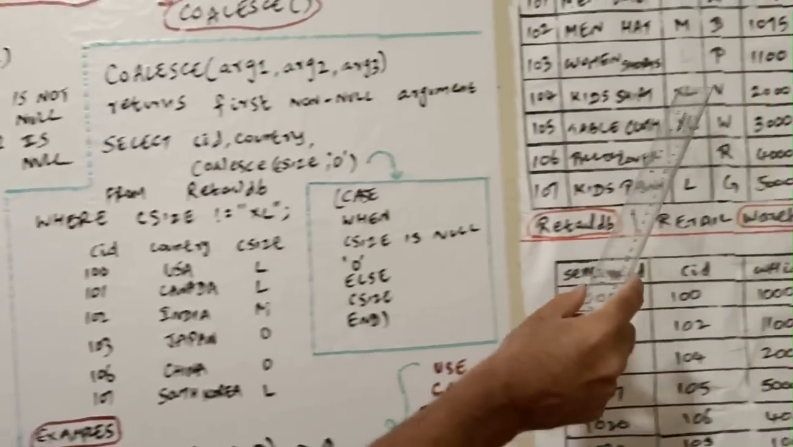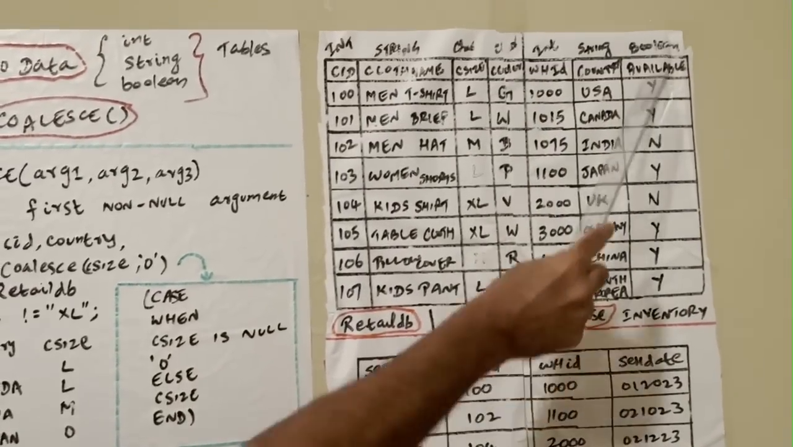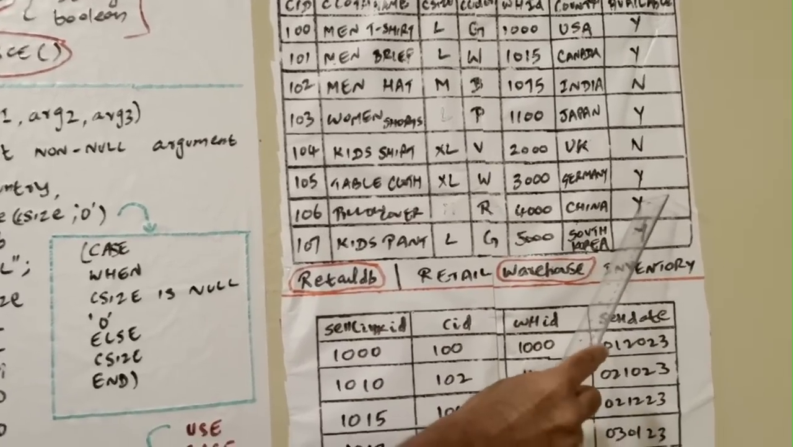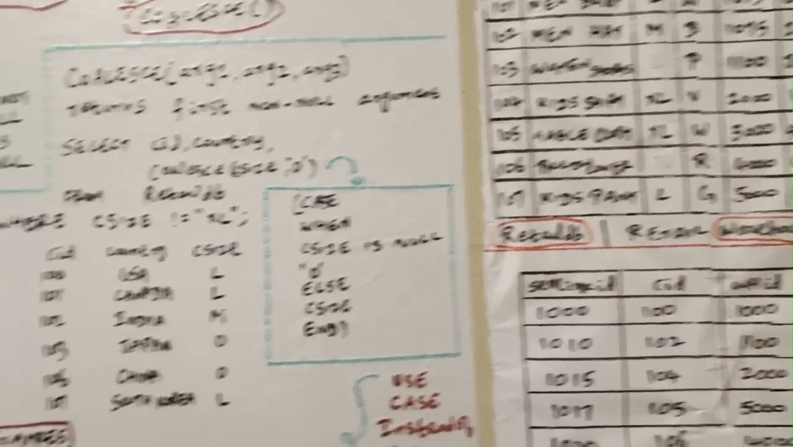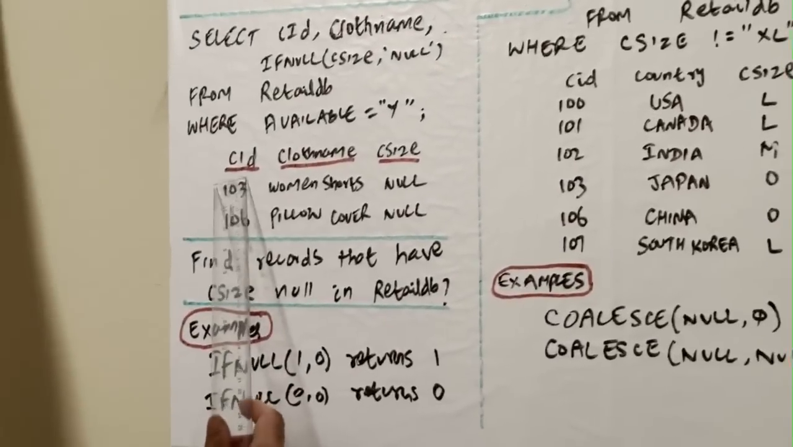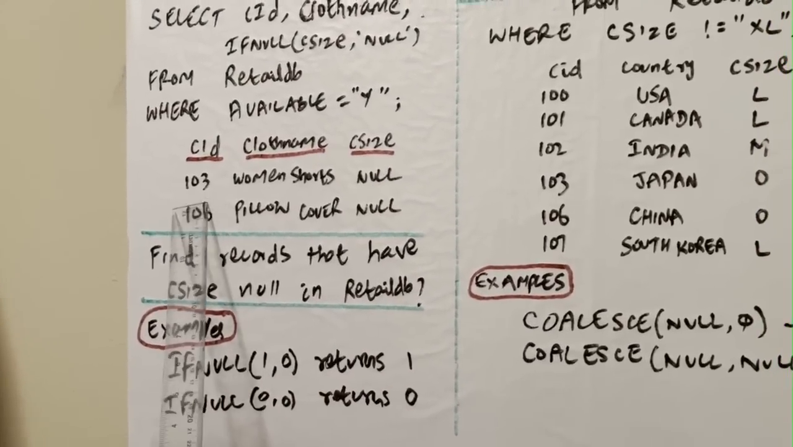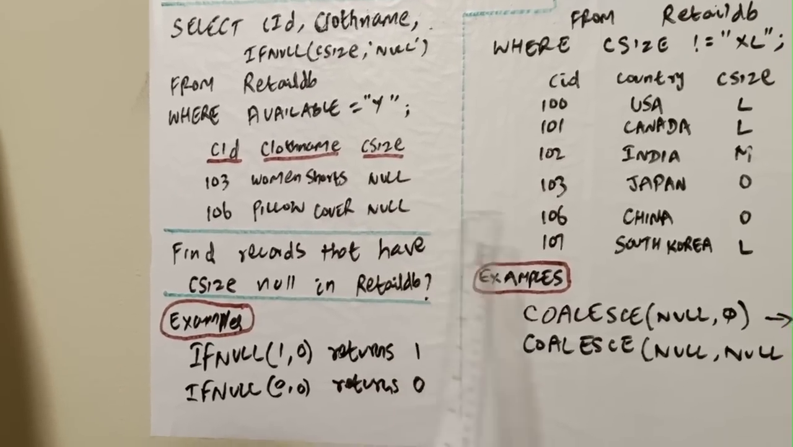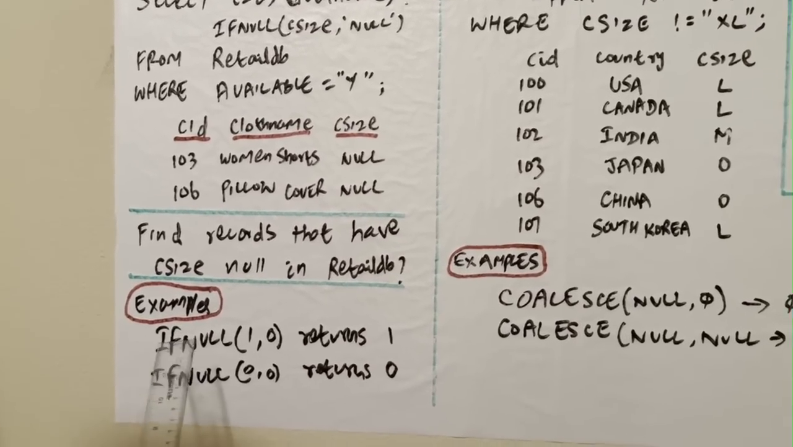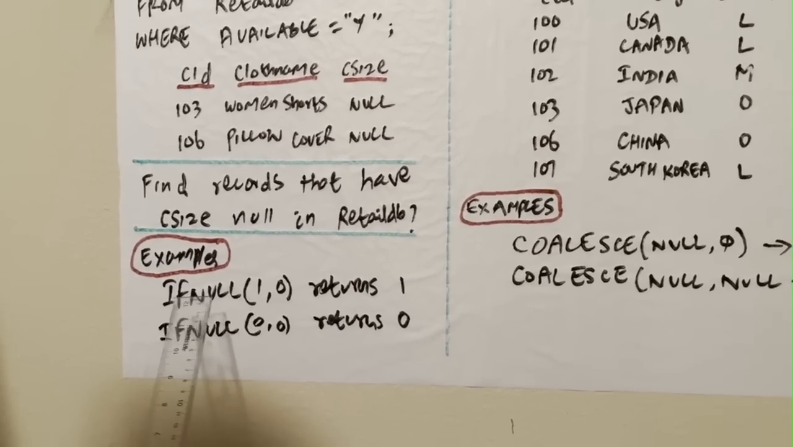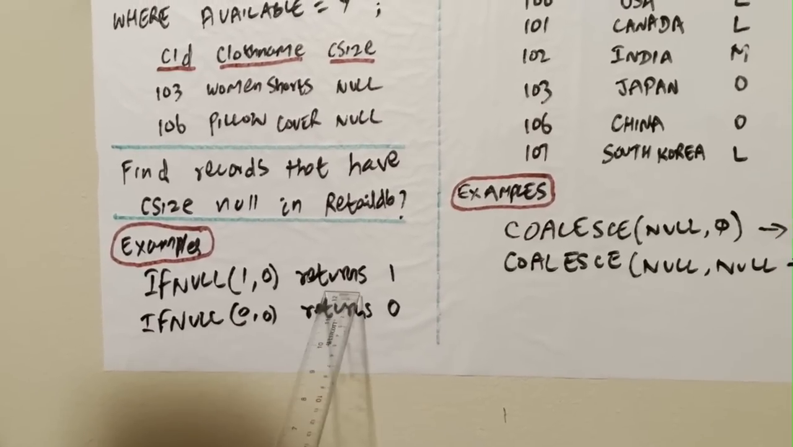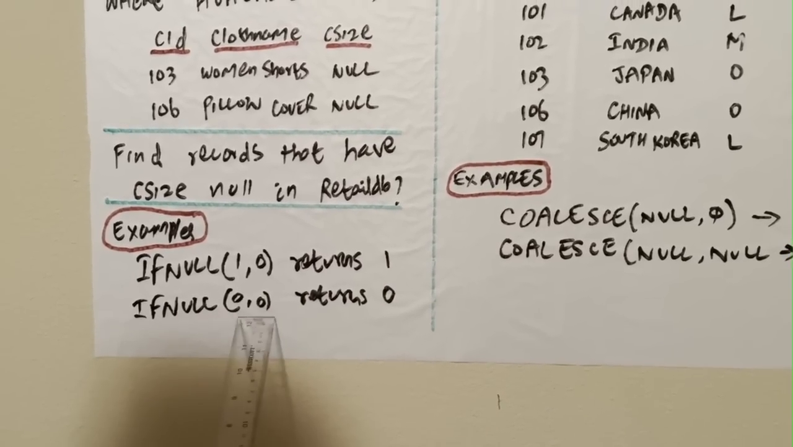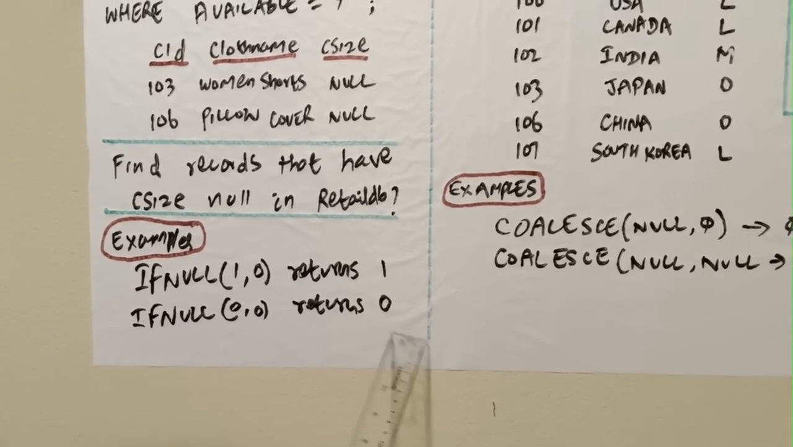So it will go here and check, there is a null here, is available, yes. It will check here, is available, yes. So these two rows should be returned. That will be the output: cloth ID, cloth name, size. 103 women shorts null. 106 pillow cover null. These two records had no values. These are some examples: IFNULL of 1, 0 will return 1 because 1 is a valid value. IFNULL of 0, 0 obviously will return 0.